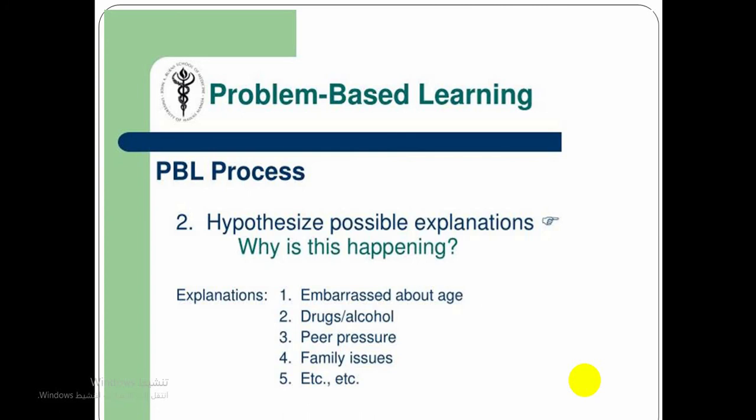The second step is hypothesize. You need to hypothesize possible explanations by answering this question: why is this happening? You need to give some explanations, for example, maybe he is embarrassed about his age, maybe he takes drugs or alcohol, maybe he has peer pressure related to family issues, etc.